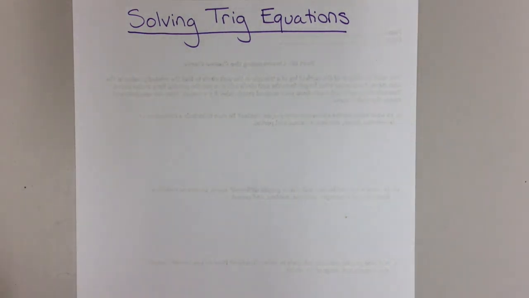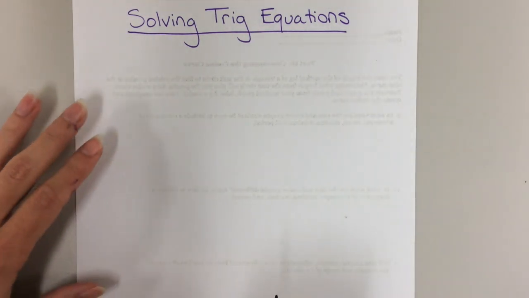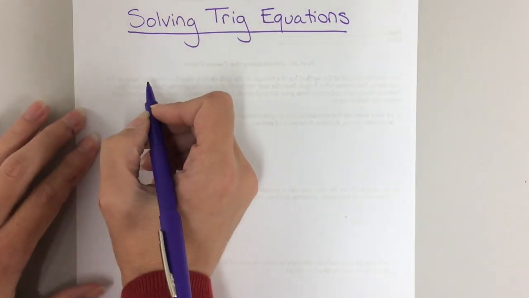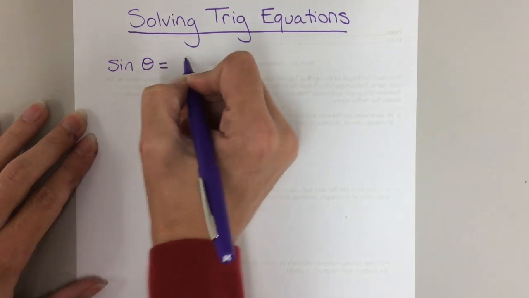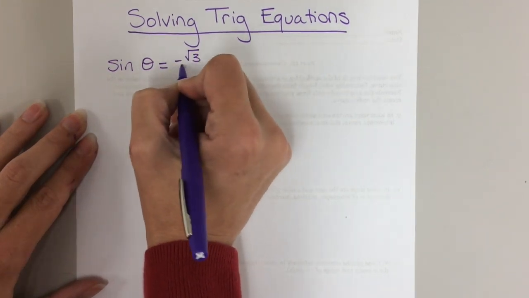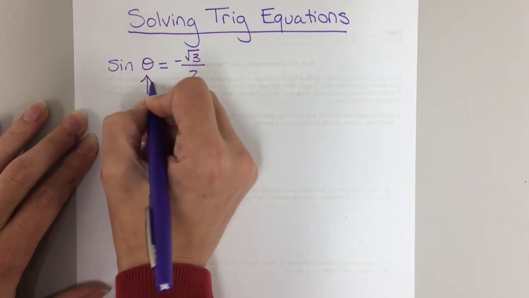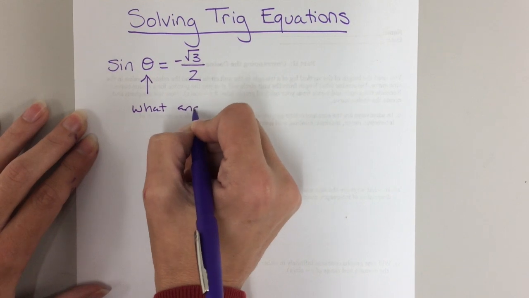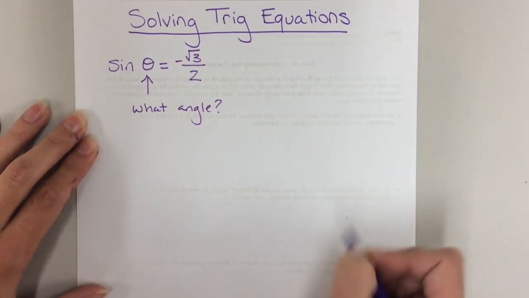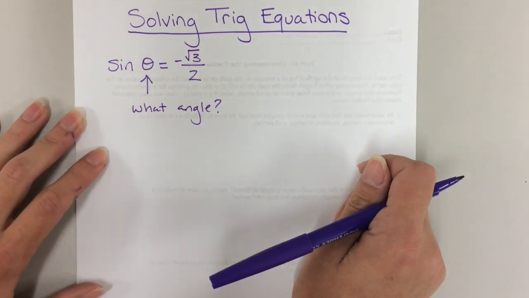Here's a quick video on the basics of solving a trig equation. So I'm going to start off with a simple trig equation. Let's do sine of theta equals negative square root of 3 over 2. And the goal is you are looking for what angle can we plug in here that will give us a sine value of negative square root of 3 over 2.